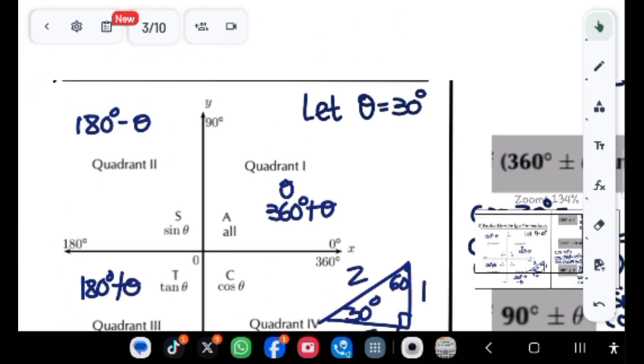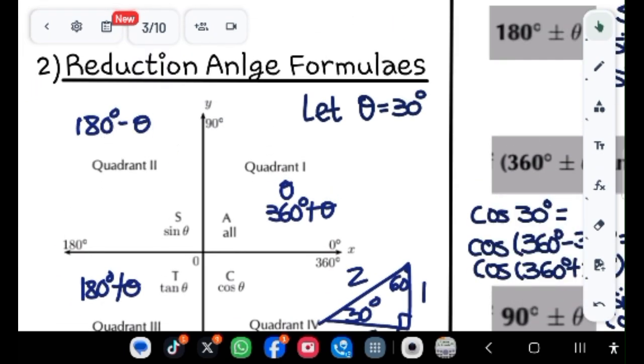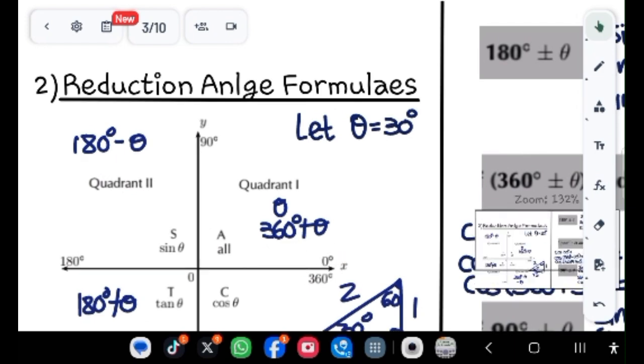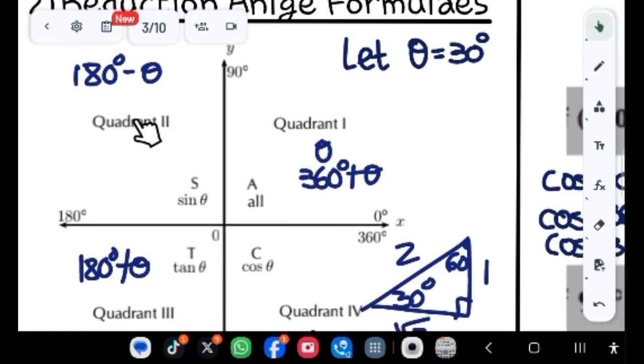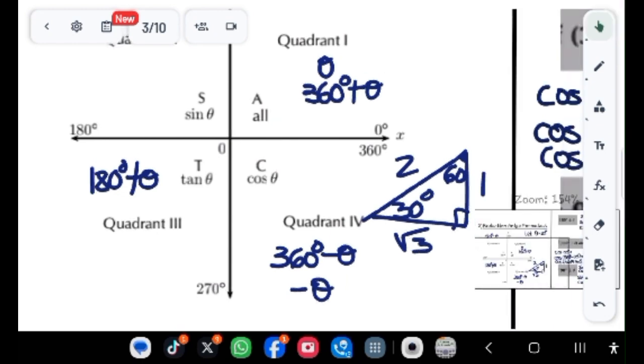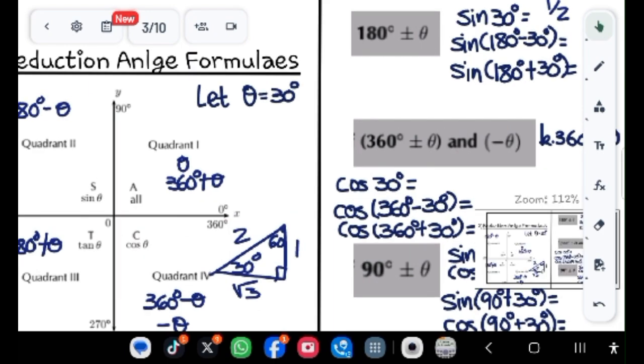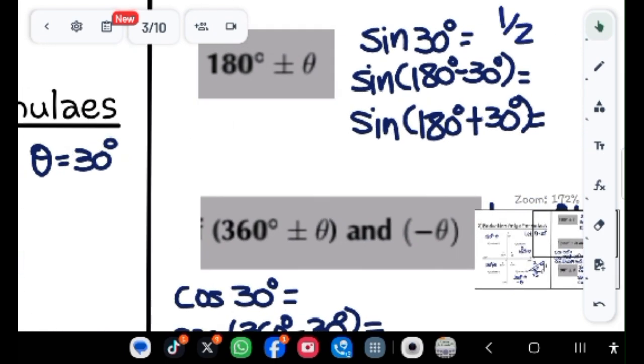So any angle that can be expressed in terms of 180 minus theta, where theta is usually an acute angle, meaning an angle between 0 and 90 degrees, will land in the second quadrant. 180 plus theta will land in the third quadrant, and so on and so forth. You need to know how this works. Now let's see how this translates into what we end up getting.